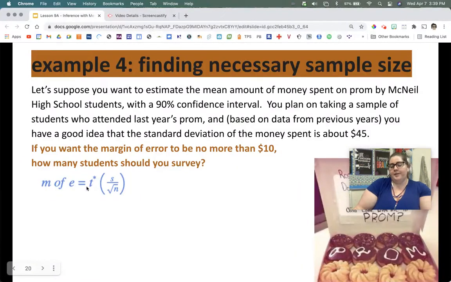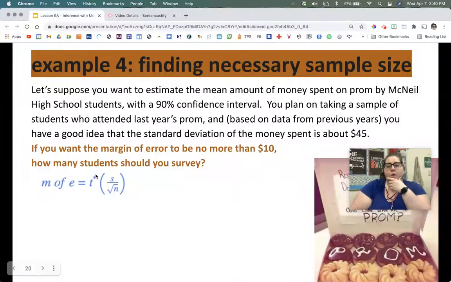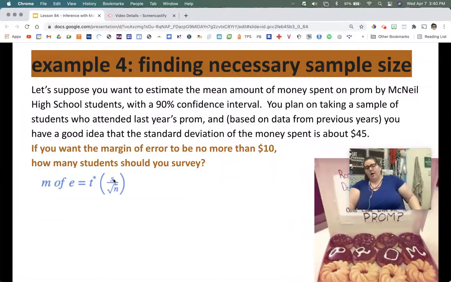Now here's the problem with that. t star is based on a degrees of freedom, right? t star is different for a confidence level depending on the degrees of freedom. And degrees of freedom is based on sample size. If I don't know what sample size to take yet, that's what I'm trying to find out, there's no way for me to know what t star is because I don't know my sample size yet. And then furthermore, s is technically the standard deviation of the sample. Again, I haven't taken the sample yet, so I don't know what the standard deviation of the sample is.